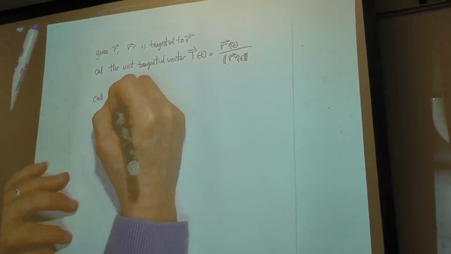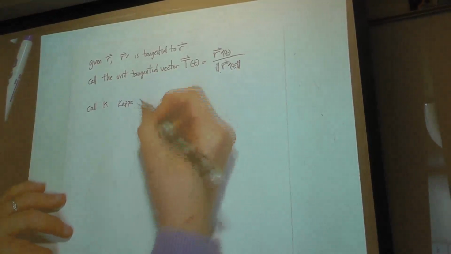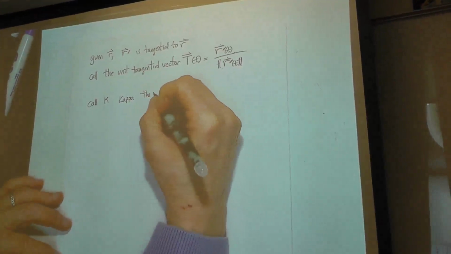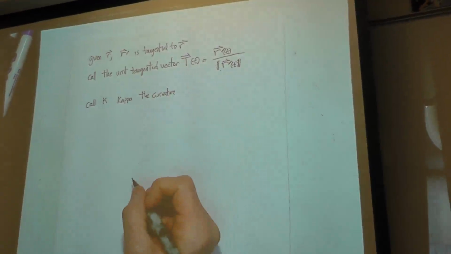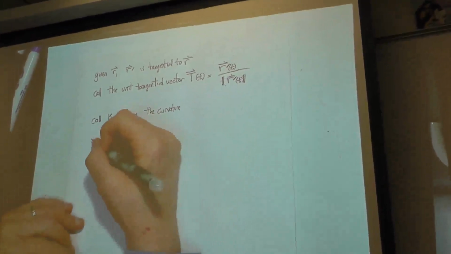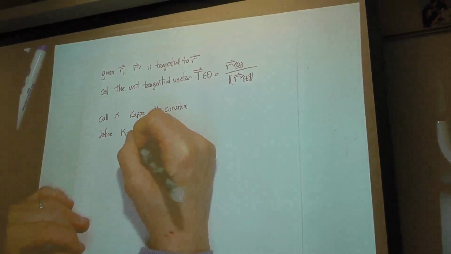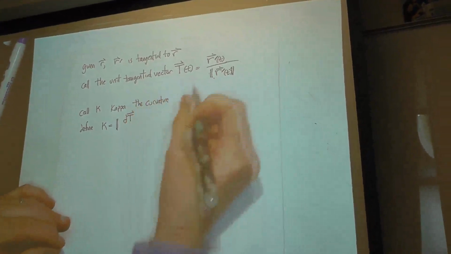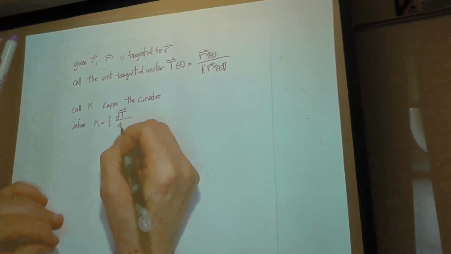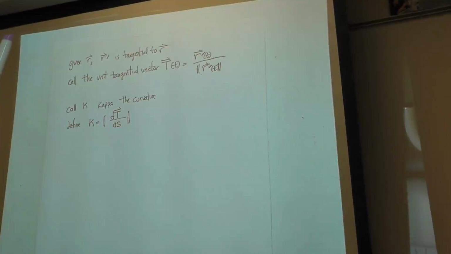Call this kappa, the Greek letter, Greek K. Call this the curvature. And we are going to define curvature to be the magnitude of the unit tangential vector differentiated with respect to that arc length parameterization.